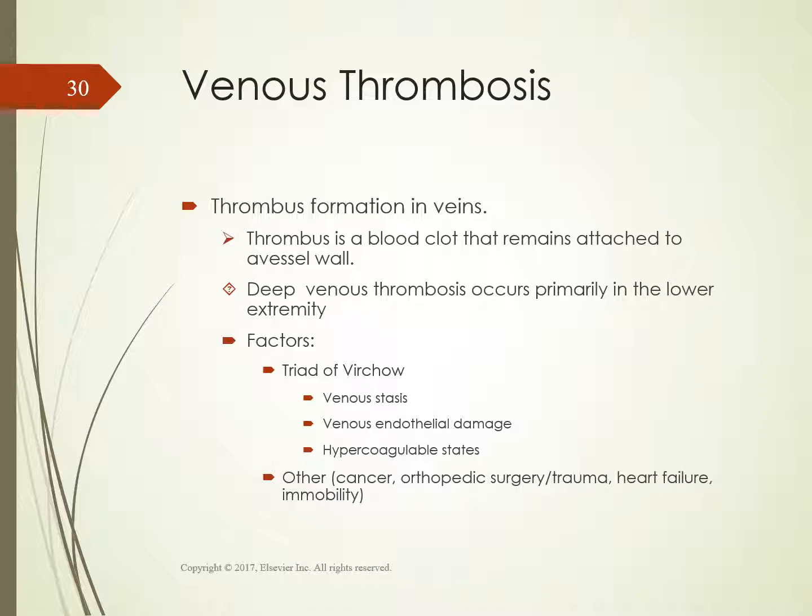Venous thrombosis is when we get the presence of that thrombus in the vein with an accompanying inflammatory response. It's most common in the lower extremities. It is a serious disorder, and it can be complicated by a PE, which obviously is a blood clot that goes to your lungs.